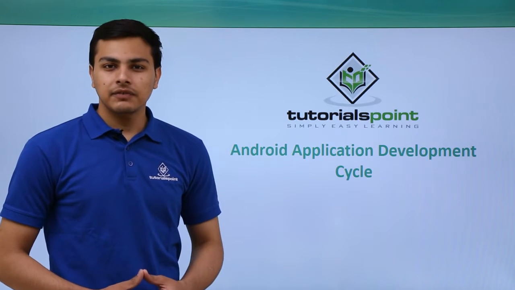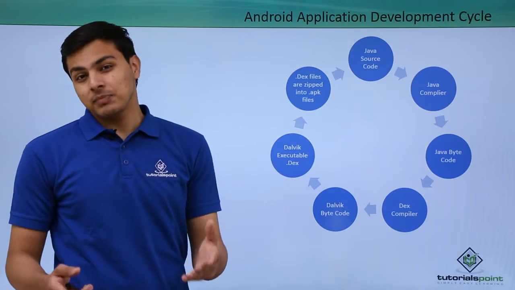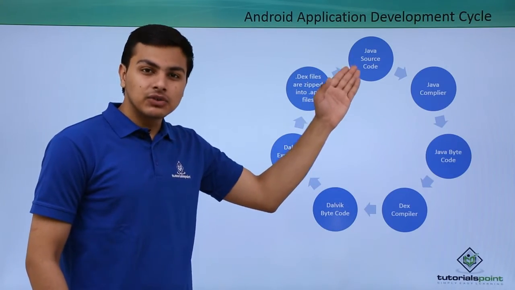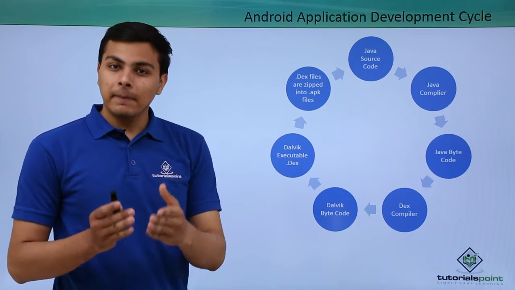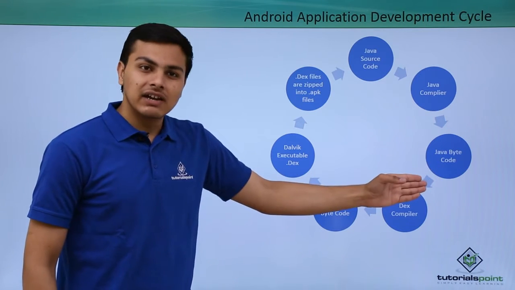Hi everyone, in this video we'll talk about the Android application development cycle. Now let's begin. So once we have written our Java source code, that Java source code is compiled with the help of the Java compiler, and the Java compiler compiles our Java source code and makes Java bytecode.